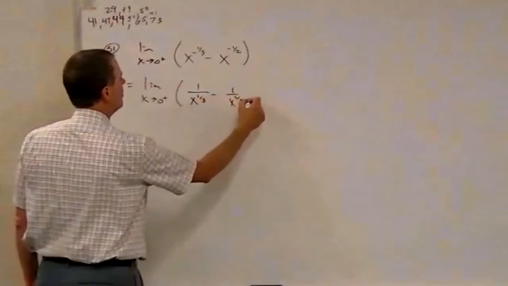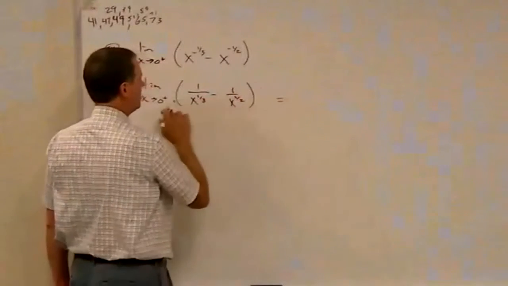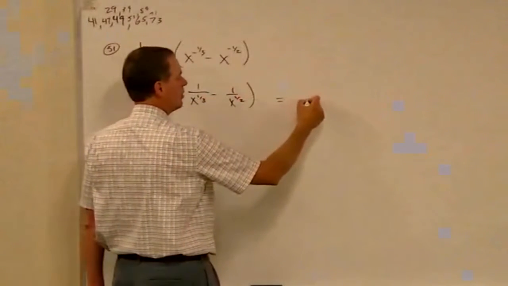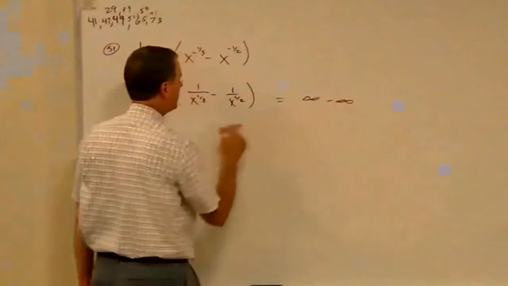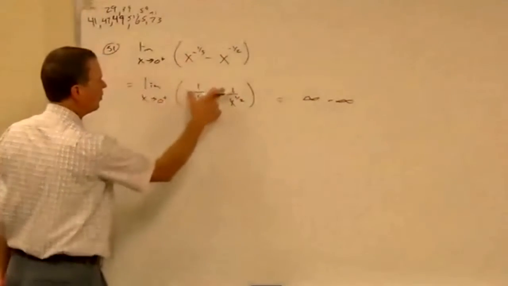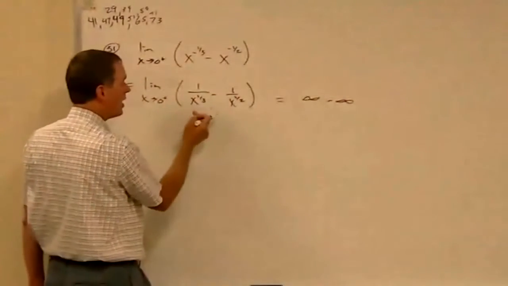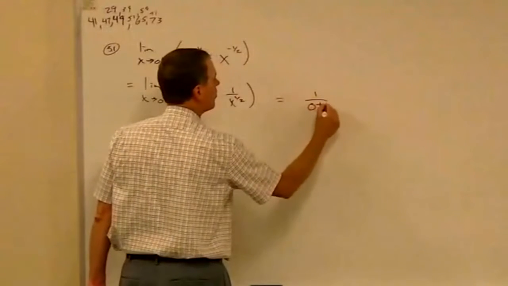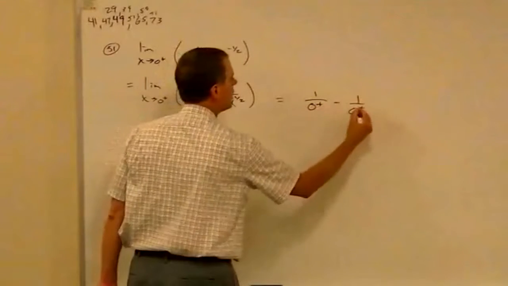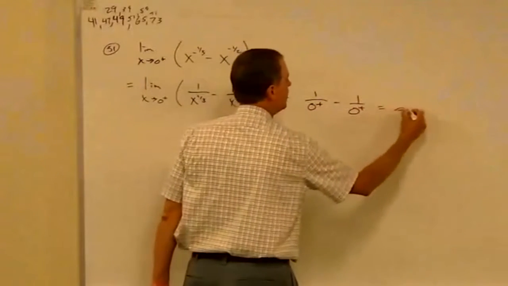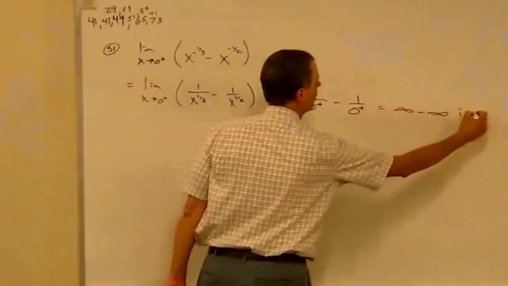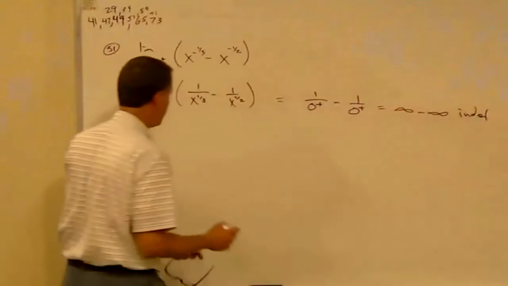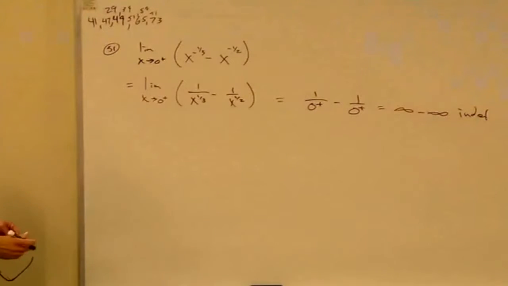x to the 1/2. And now if you plug in 0, you're going to get infinity minus infinity because you're going to get 1 over 0 and 1 over 0 on the right. So let's do that. Just do 1 over 0 from the right minus 1 over 0 from the right, which is infinity. Okay, so what can we do then? What can we do?